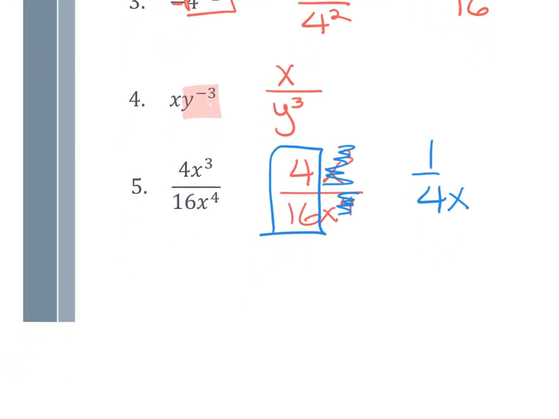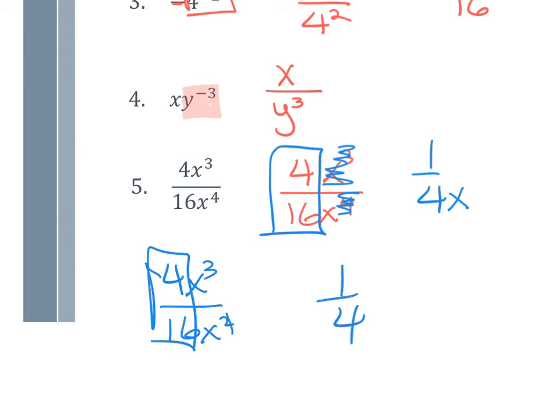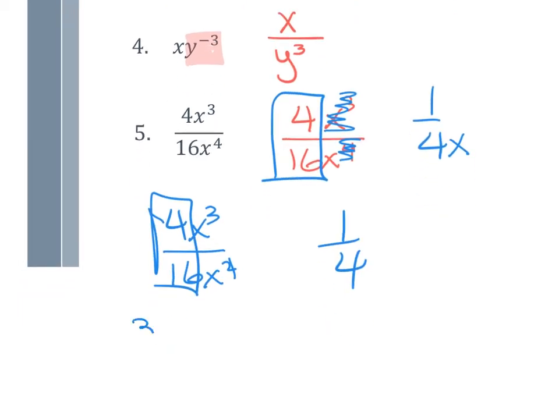Or I could have also simplified. Let me write it again. Another way to do it is simplify the 4/16 and then take the x's that have the same base and do 3 minus 4, and then this would become x to the negative 1. Again, remember when you have a negative exponent, you write it in the bottom. So you can do it either way when it's asking you to simplify something like this. Just know that positive exponents stay where they are. The negative exponents are the ones that are moving.